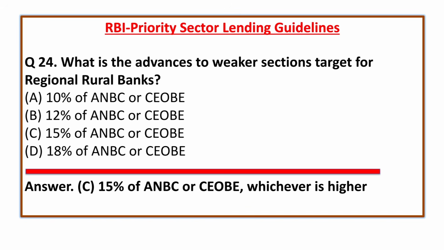Question 24. What is the advances to weaker sections target for regional rural banks? A. 10% of ANBC or CEOBE. B. 12% of ANBC or CEOBE. C. 15% of ANBC or CEOBE. D. 18% of ANBC or CEOBE. Answer C. 15% of ANBC or CEOBE, whichever is higher.